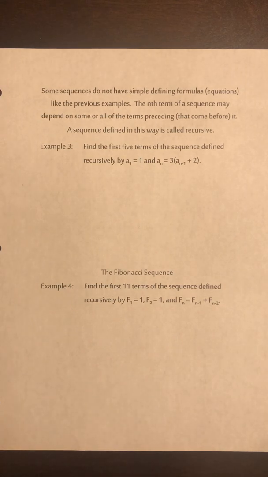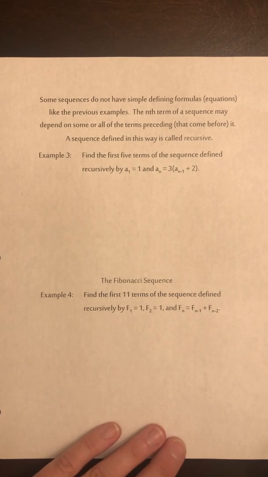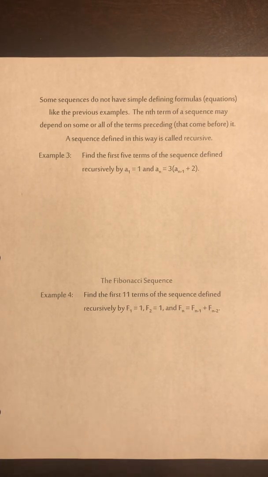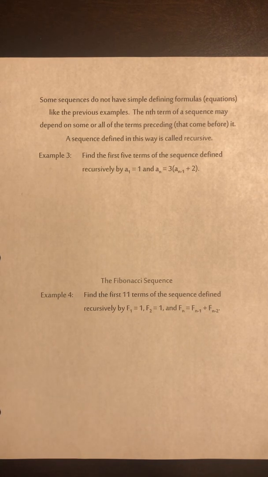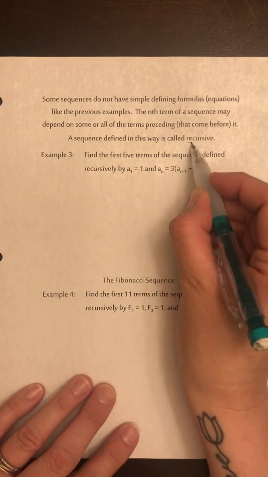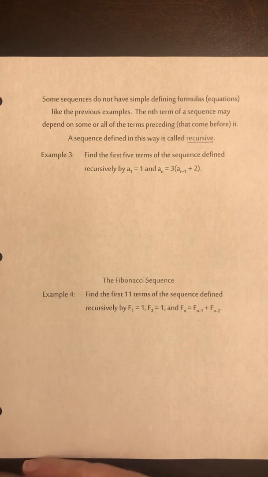All right, some sequences don't have simple defining formulas. Basically, the ones we did are pretty simple so far. The nth term of a sequence may depend on some or all of the terms preceding, that means that come before it. So in other words, you may need to know previous terms before you can find what you're looking for. So maybe if I wanted the 6th term, I need to know the 5th term to find it. Or if I want the 25th term, I need to know the 24th term to find it. And if that's the case, the sequence is defined recursively, meaning you have to know what's in front of it before you can find what you're looking for.